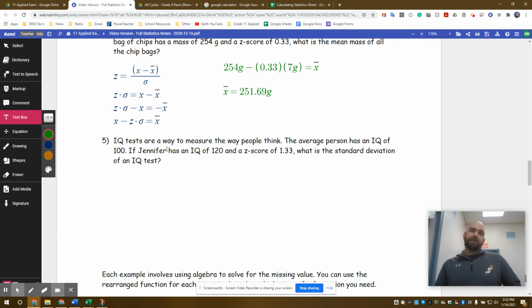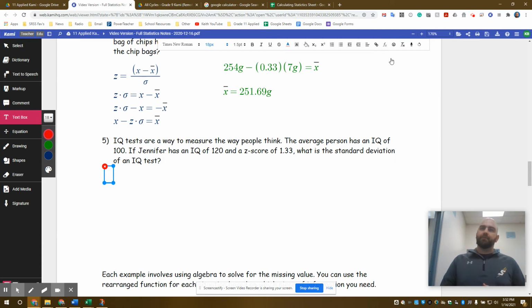IQ tests are a way to measure the way people think. The average person has an IQ of 100. That's average, there's our mean. If Jennifer has an IQ of 120 and a z-score of 1.33, what is the standard deviation of an IQ test? Firstly, let's rearrange our formula and solve for standard deviation.